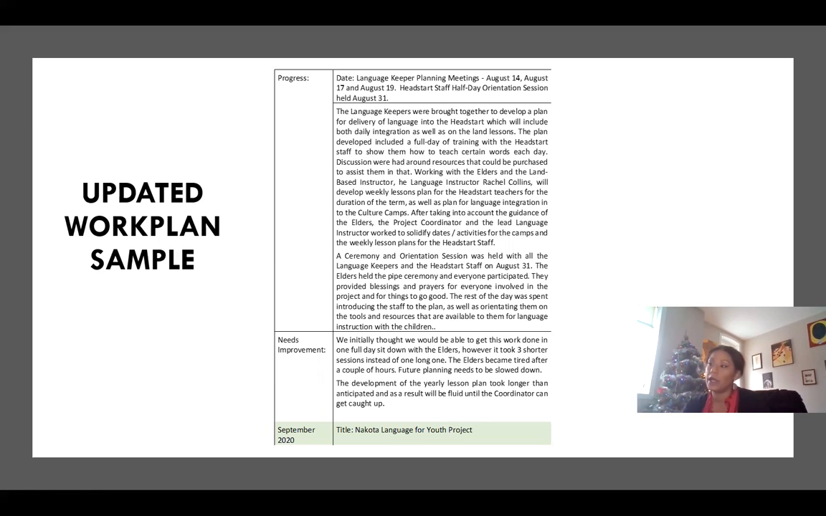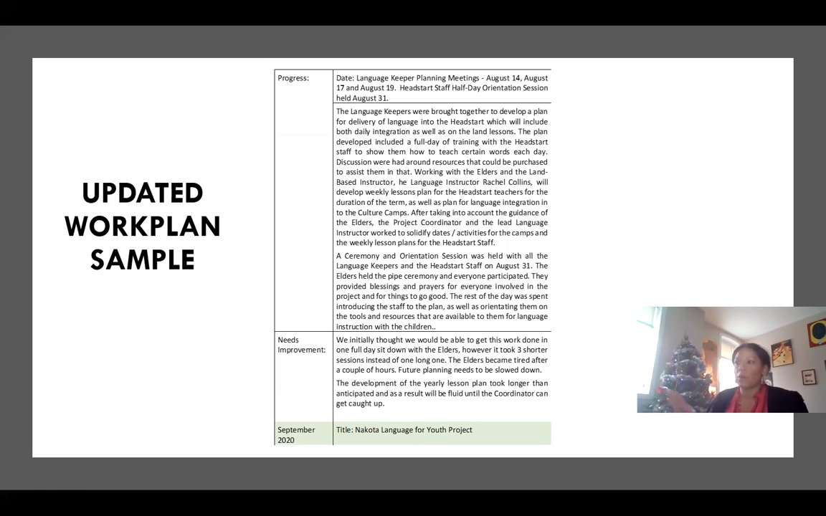And you know, in this we found that initially we had planned to have a one-day full sit down with the elders, but they got tired, they're elders, and so we ended up having to break it into 3 shorter sessions instead of 1 long one. Just a simple lesson that could come out of this that may help moving forward, as well as it took longer to develop the lesson plans.